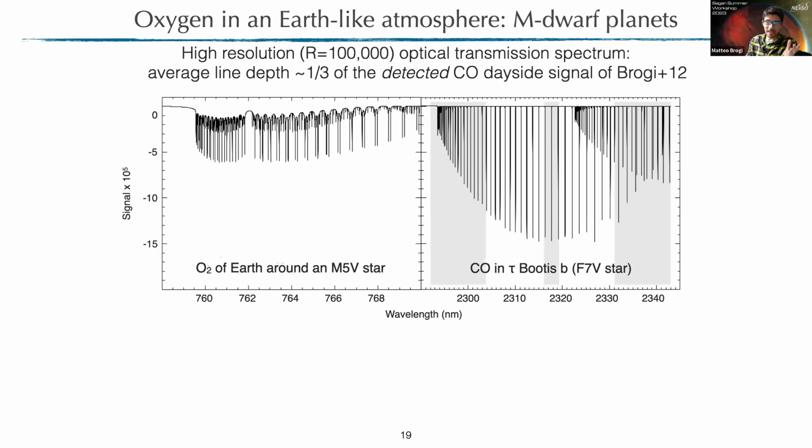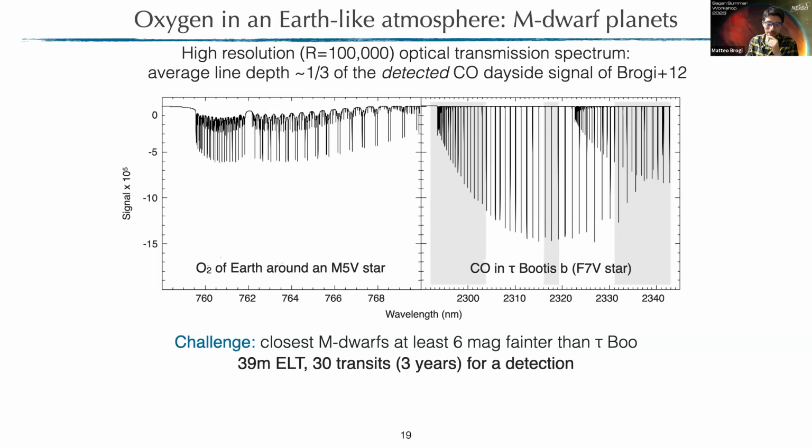And the nice thing is, if you look at Earth around an M5 star, the signal of oxygen at 0.76 micron around an M5 star is only 1/3 of the signal of CO around tau Boo that we have clearly detected. So what's the catch? Why aren't we doing it now? Well, the catch is that the star is at least 6 magnitudes fainter than tau Boo, probably more. So you really need to crank up your mirror size to do this. And the jury is still open, but it seems you need at least 30 transits, which will amount to, I mean, every time a transit is observable, you would have to accumulate data for 3 years before hoping for a detection.